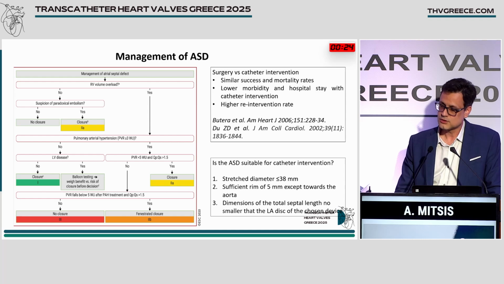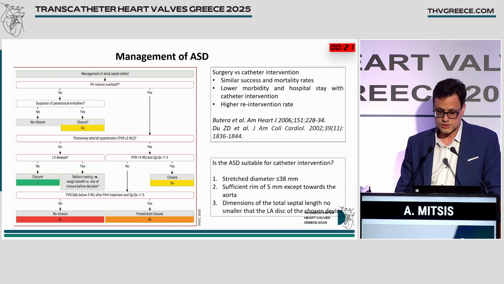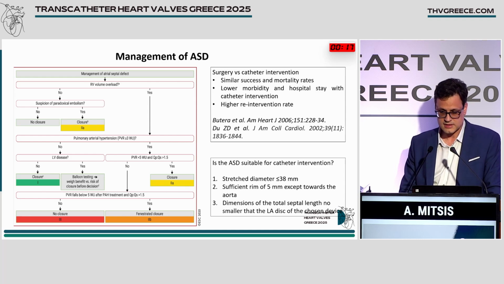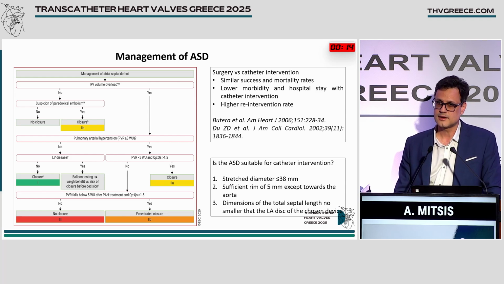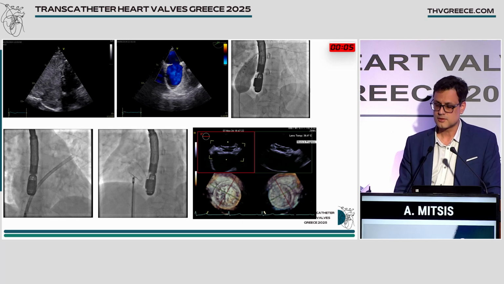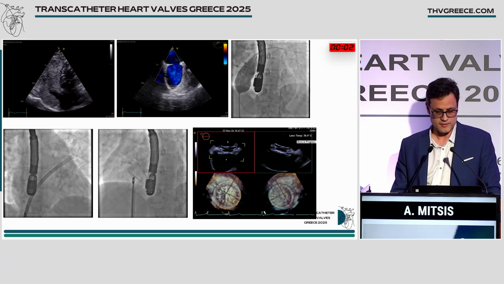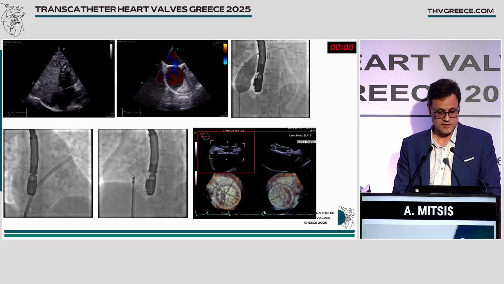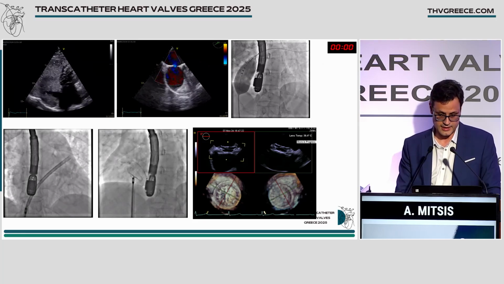Which ASD is suitable for percutaneous closure? Usually the ASD that is less than 38mm, and we need sufficient rim, at least 5mm, apart from the aortic side. Over here we have more devices, devices that can be used in multiple fenestrations. But again, the procedure more or less should follow the same steps. Over here, the balloon is mandatory to size the defect and help with the correct size of the device.